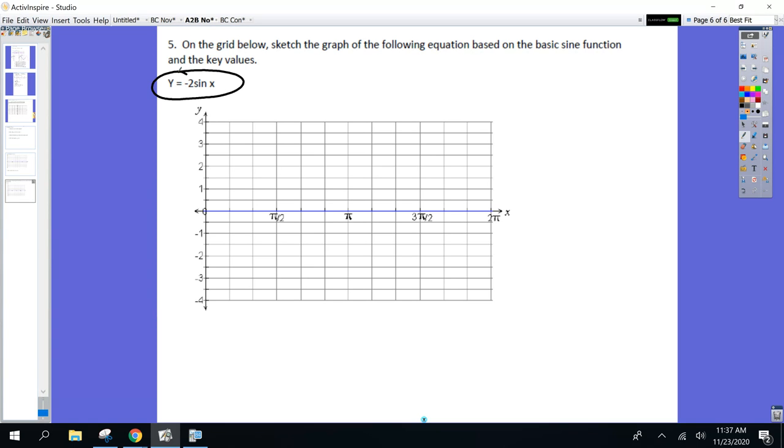The negative. So if I see a negative, ready? All I'm going to do is flip the graph over the x-axis. And I'll show you how to do that now. Anytime I see a negative out in front, we flip the graph over the x-axis.